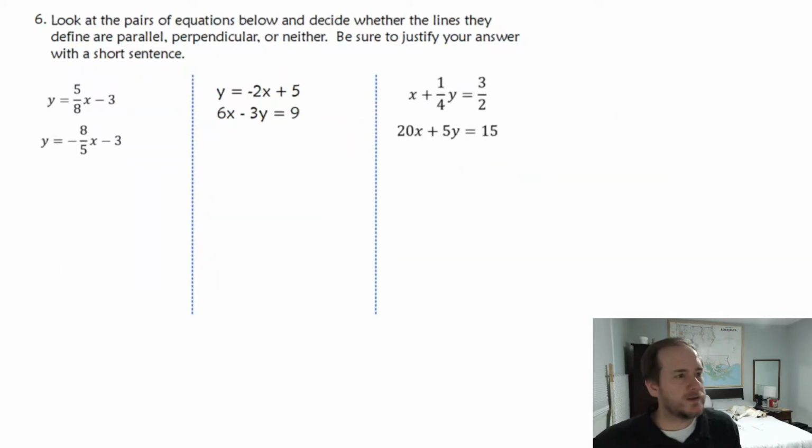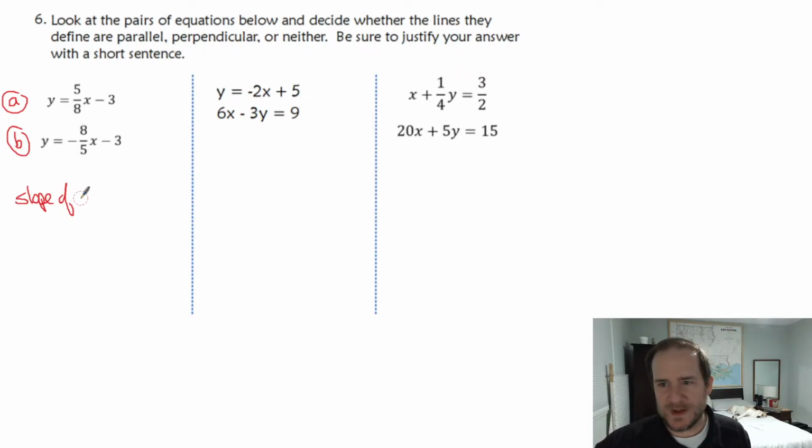Looking at number 6, we're moving away from the geometry and getting a little more algebraic now. Hopefully you're comfortable with that. If this here was a line called A, and this here was a line called B, then hopefully it's obvious that the slope of line A was just 5/8. We're already in y equals mx plus b form, so our slope is the coefficient of x, which is 5/8. And the slope of line B, well, that line is in y equals mx plus b form too, so its slope is just the coefficient of x, which is negative 8/5.